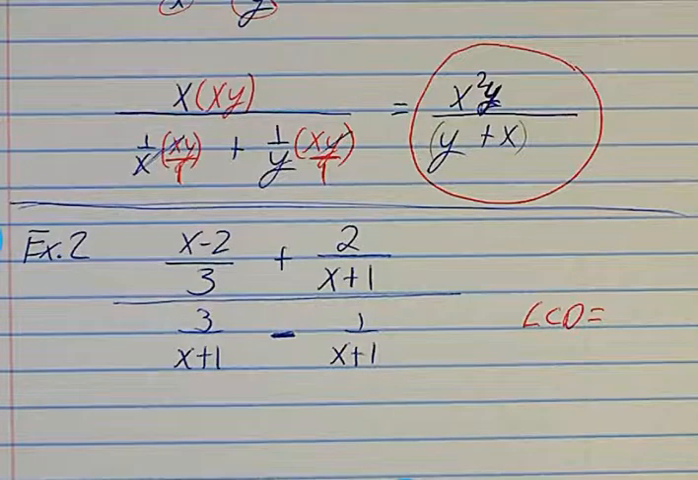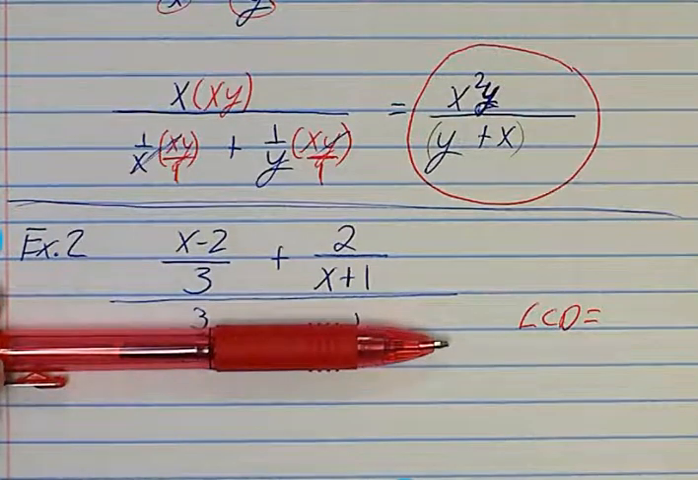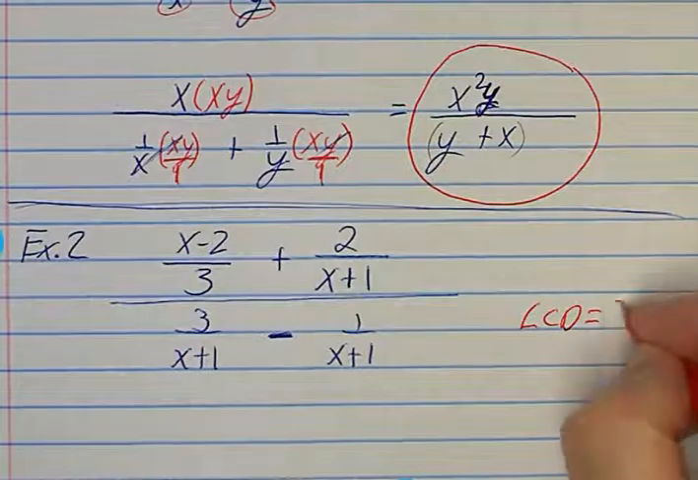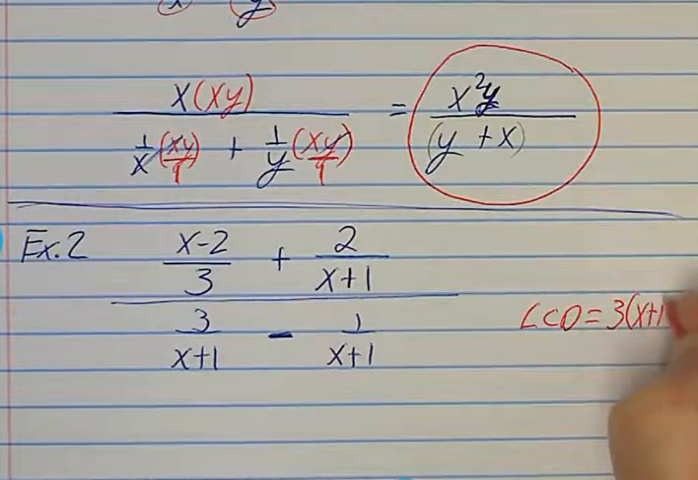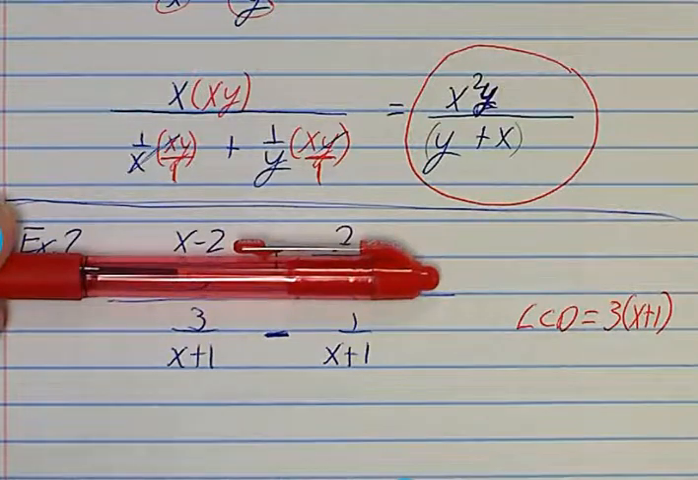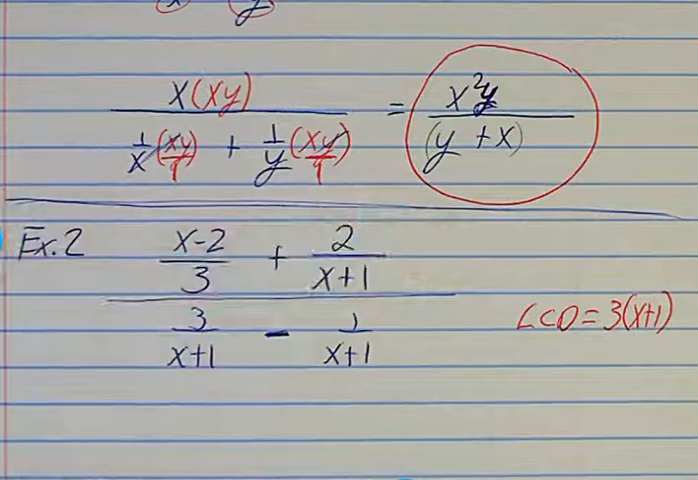Okay, and here's where you can take it apart a little bit, a piece at a time. If you look at just the top part, the numerator, what's in your denominators up there? So you got 3 and x plus 1. And on the bottom, just x plus 1, right? So for that part of it, you've got your least common denominator right there. It's just 3 and then x plus 1, because that's the only thing that's in the denominator.